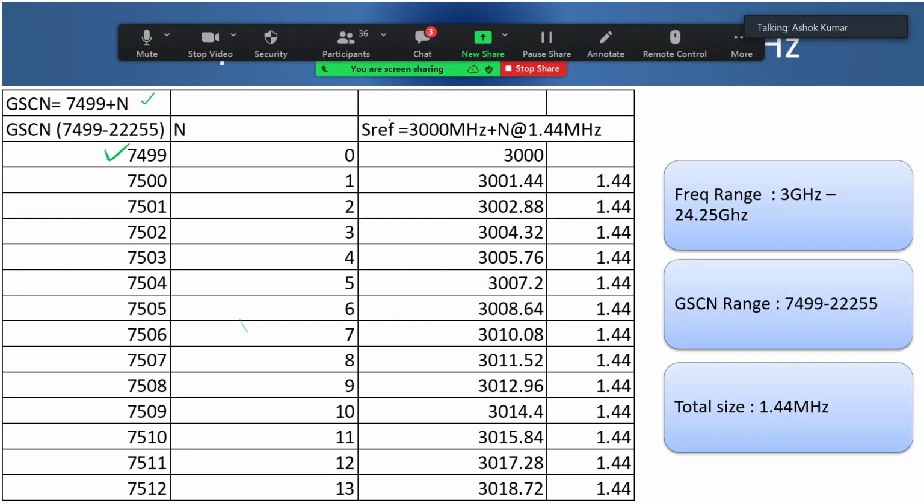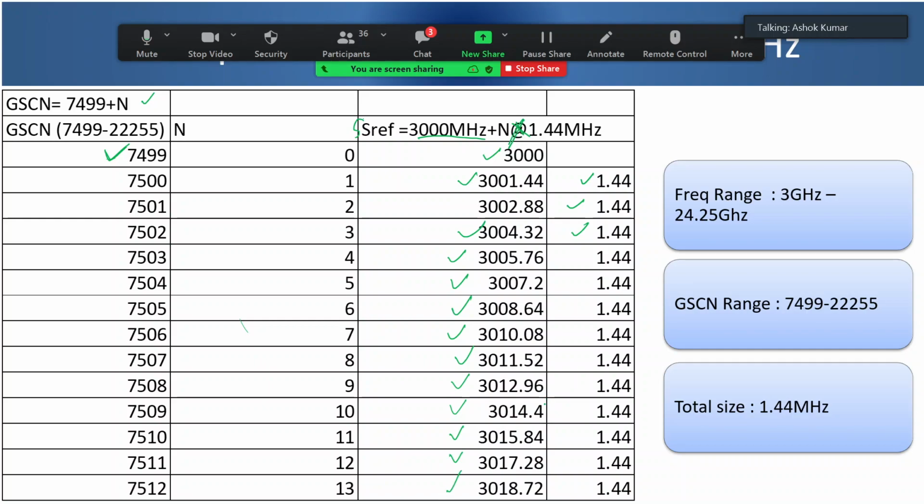Your channel number, or global synchronization channel number, is starting at 7499, and if you have to calculate SSREF, not SREF, SSREF, then you have to do 3 gigahertz plus N into 1.44 megahertz, this is multiplication. So the first SSREF is 3 gigahertz. The second is 3001.44 megahertz. So they have just added 1.44 megahertz. Again add 1.44 megahertz, and you get this specific frequency where a possible SS block can be placed, and so on.